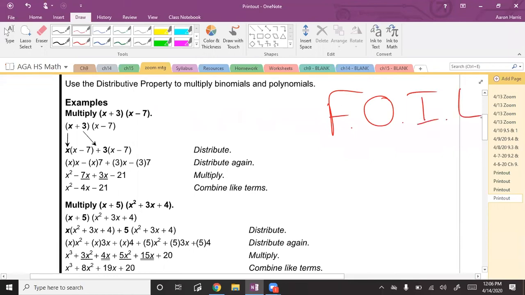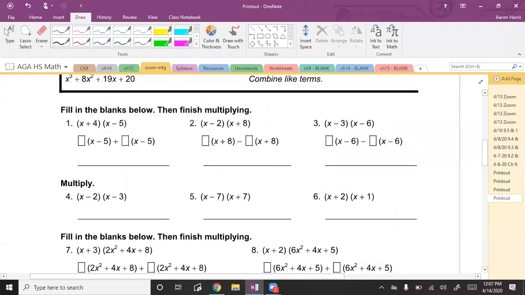FOIL. First, outer, inner, and last. Okay? So here we go. They have all this and they rewrite it and rewrite it, but it's as simple as this.